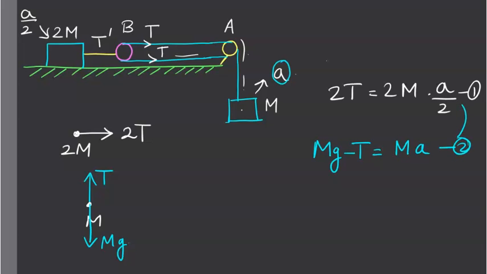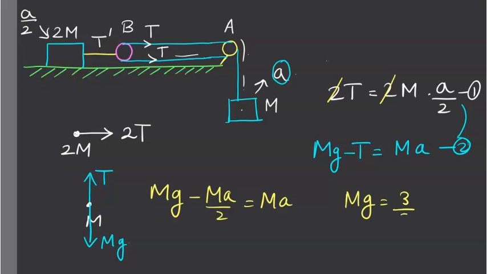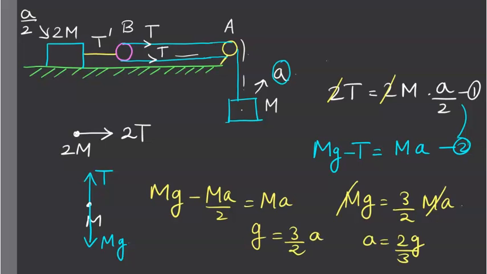So what will we get by solving? I can cancel this 2 and 2, so T is ma by 2. So we have mg minus ma by 2 is equal to ma. This gives us mg is equal to 3 by 2 ma. So m and m get cancelled, so g is equal to 3 by 2 a. So a is equal to 2g by 3.